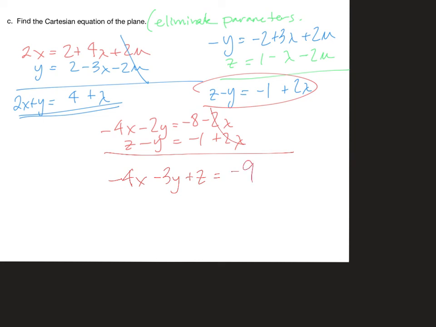I have -9. But personally, I kind of like Cartesian form or standard form to start with a positive. So I'm going to switch all the signs. 4x plus 3y minus z equals 9. That's the final answer there.